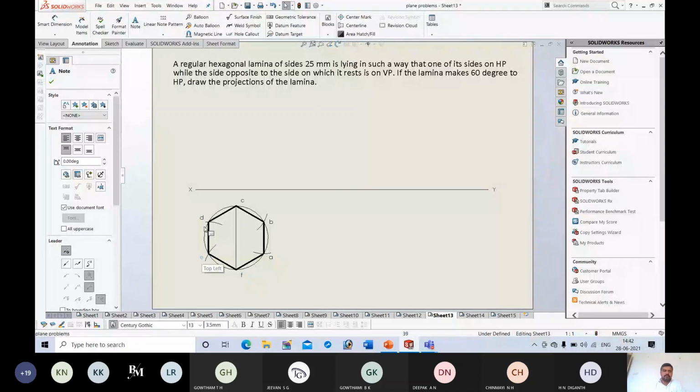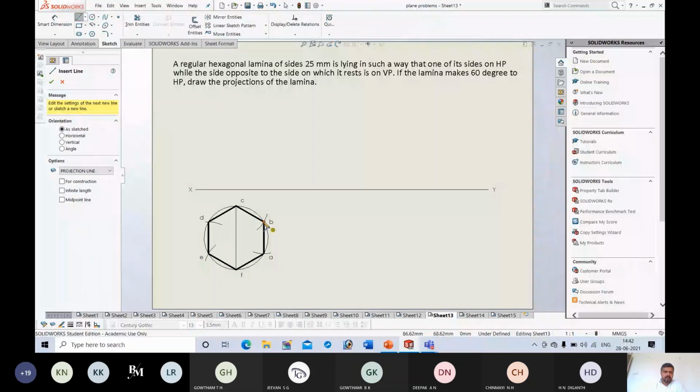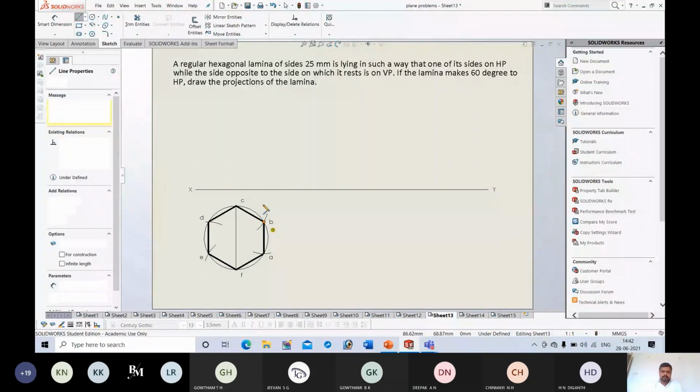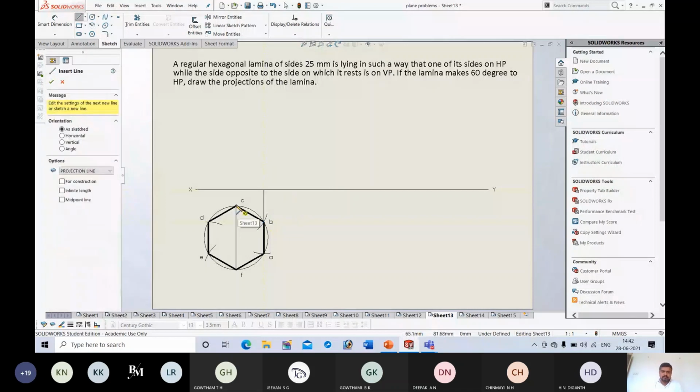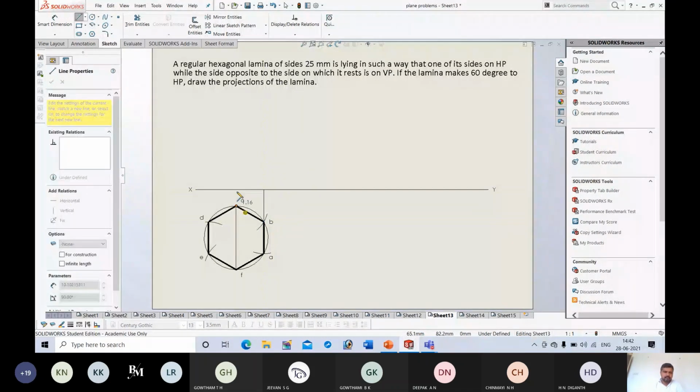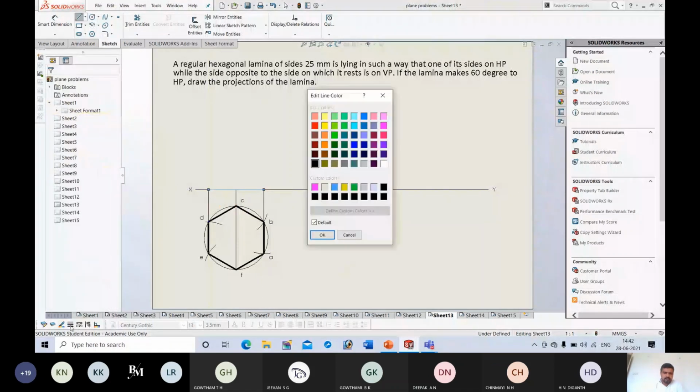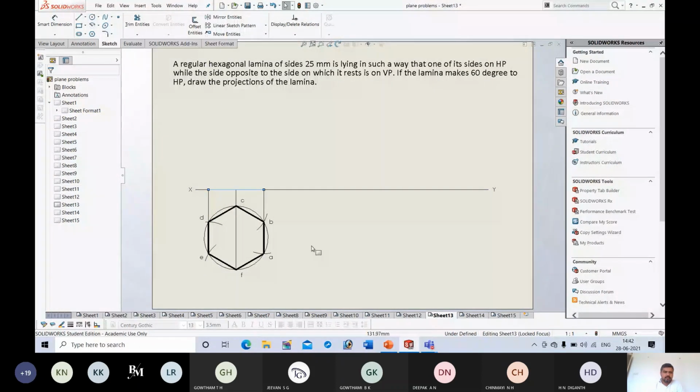Okay, so after this, I will project the points and I will get the front view. Next, I will name the points on the front view.